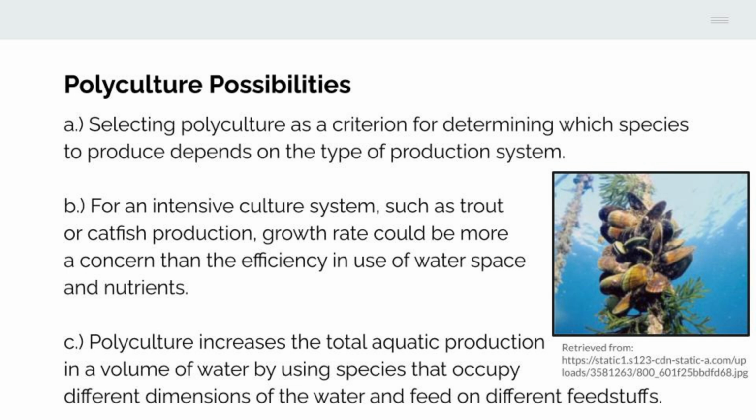Polyculture increases the total aquatic production in a volume of water by using species that occupy different dimensions of the water and feed on different feedstuffs. By combining species that utilize different water layers and food sources, polyculture reduces competition, improves resource efficiency, and increases overall yield. When planned correctly, polyculture can improve productivity, reduce environmental impact, and create a more sustainable aquaculture system.